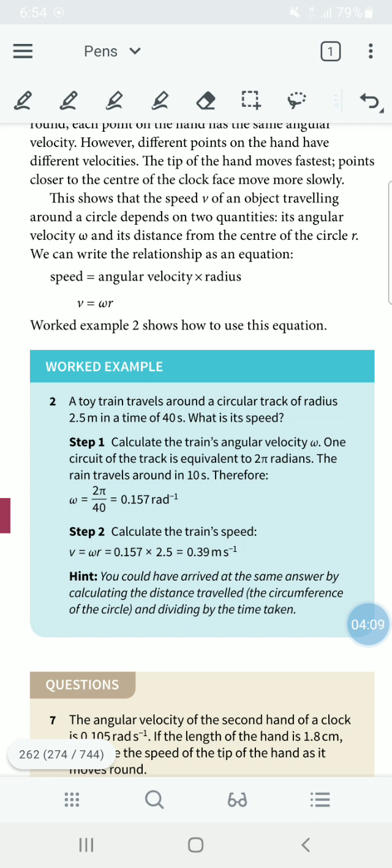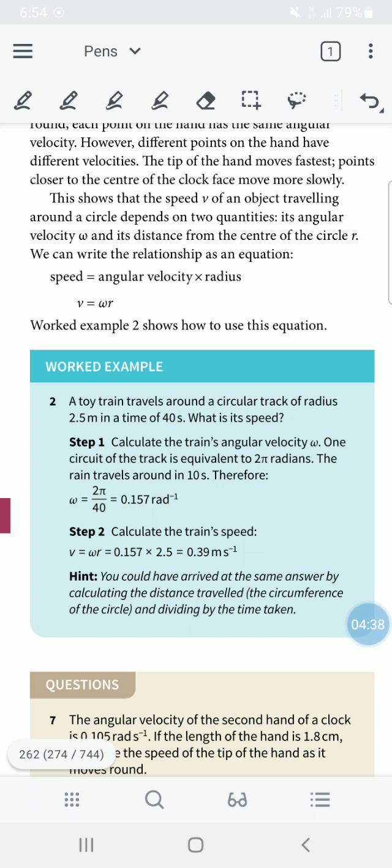So now omega equals, you have to read the question. There is a circular track of radius 2.5 meters, and it travels around it in a time of 40 seconds. So that means 360 degrees or 2 pi is being traveled in 40 seconds. Then you have omega: omega equals 2 pi over 40. I hope you understood that.